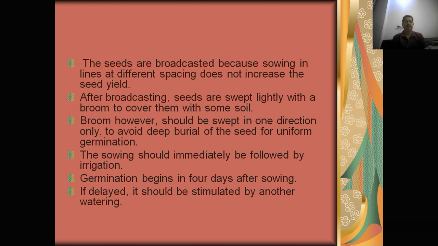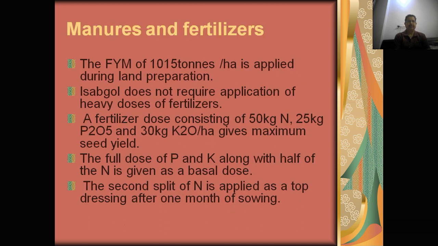The sowing should immediately be followed by irrigation. Germination begins in 4 days after sowing. If delayed, it should be stimulated by another watering.